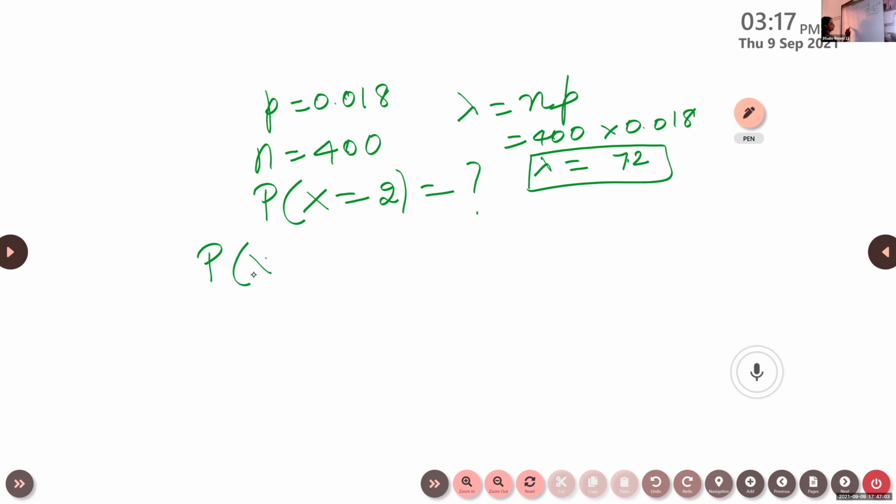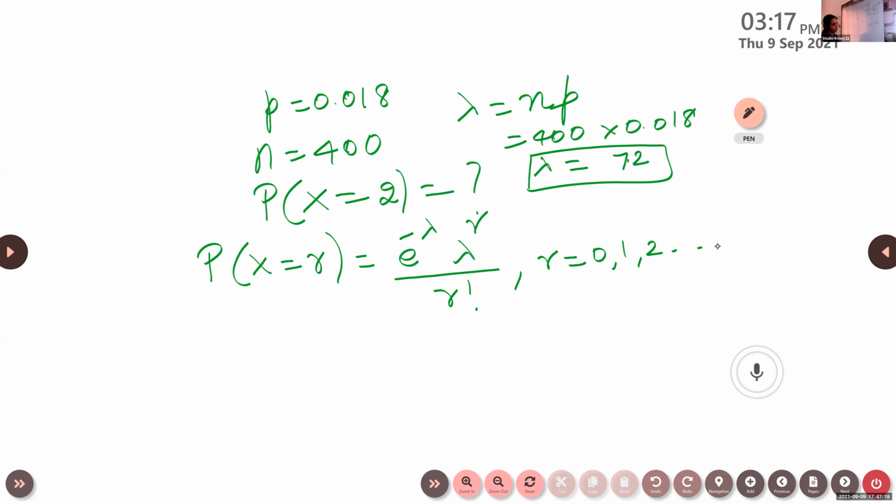What is the formula for the Poisson distribution? P of x is equal to R. Okay, all the symbols you should get familiar with. P of x is equal to R is e raised to minus lambda, lambda raised to R by R factorial, where R takes the value 0, 1, 2, etc. Here we want to find the probability for x is 2. When x is 2, we have to calculate. So it is e raised to minus 7.2, 7.2 the whole square by 2 factorial. Is it correct?